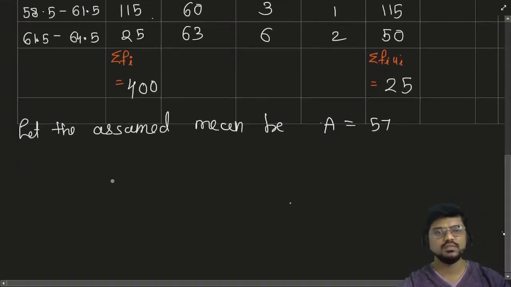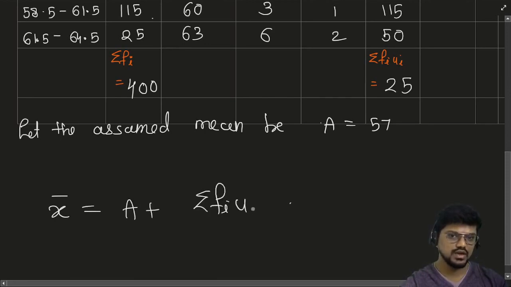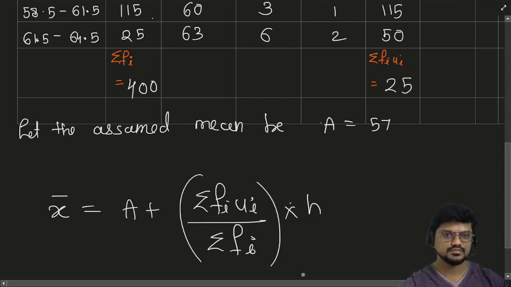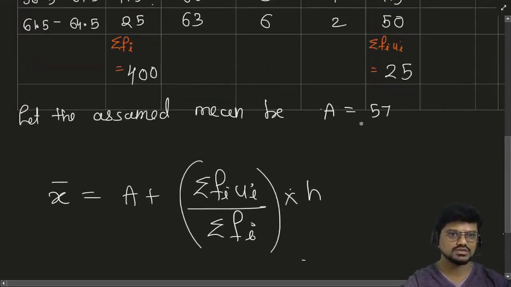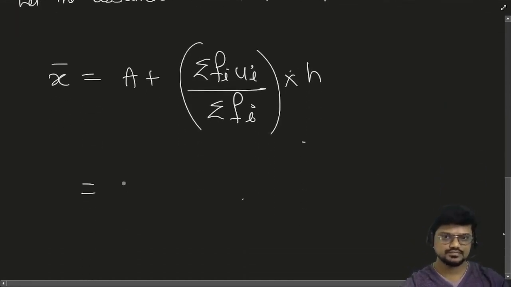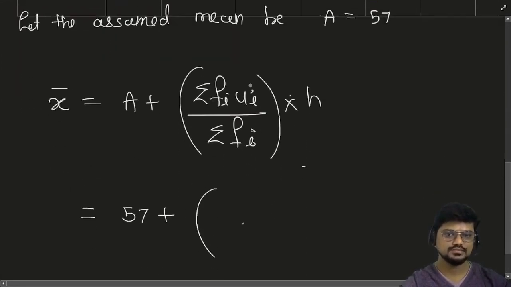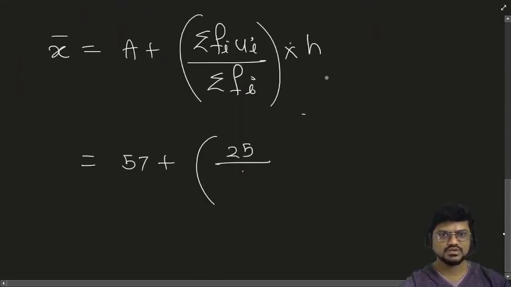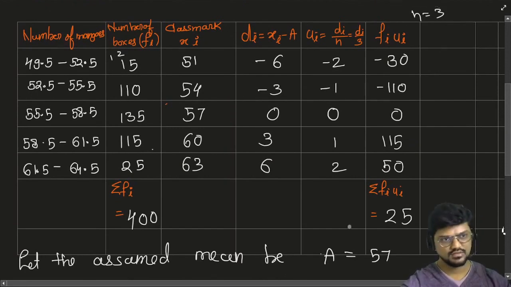Now let us find your mean. The formula for the mean using the step deviation method is the assumed mean plus summation of fi into ui divided by summation of fi, into h. This is the formula to find the mean using the step deviation method. Your assumed mean was 57 plus summation of fi into ui, 25, over summation of fi, 400, into h. The class interval is 3.